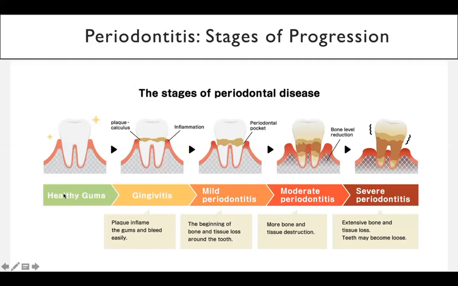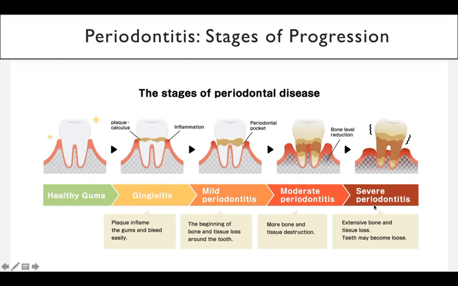Stages of progression: healthy gums, then gingivitis, in which plaque inflames the gums and they bleed easily. Then the beginning of bone and tissue loss starts, which is mild periodontitis. More bone and tissue destruction can follow; this stage is known as moderate periodontitis. And then there is extensive bone and tissue loss, and teeth may become loose and very easily movable, and can fall out anytime. This is severe periodontitis in simple medical terms.